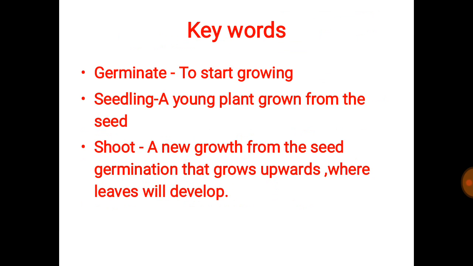Now, there are some keywords that we should know as we move forward. Germinate. To germinate means to start growing. Seedling. A seedling is a young plant grown from the seed. Shoot. A new growth from the seed germination that grows upwards where leaves will develop.